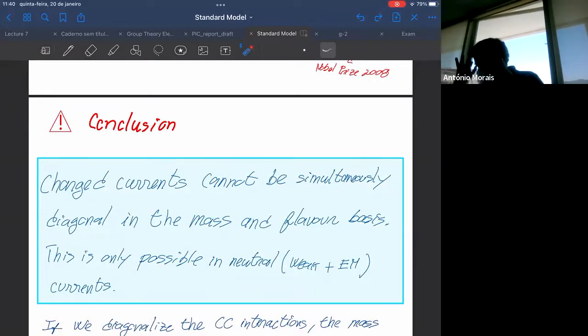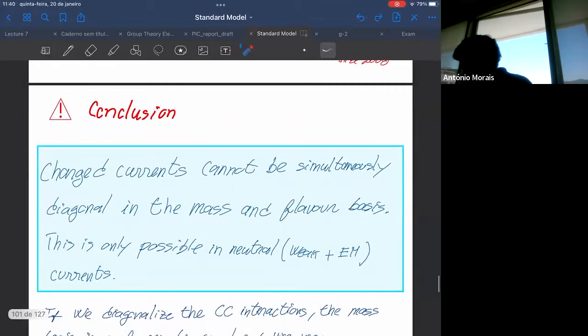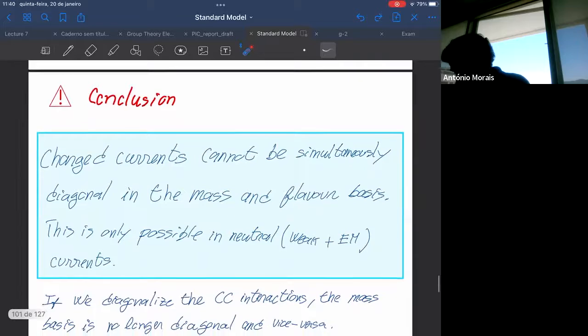I think at the end of this day, you'll be saying, I don't want to hear the word current again, because we are repeating this too many times. And diagonal and flavour and basis. So these words are with us for today.